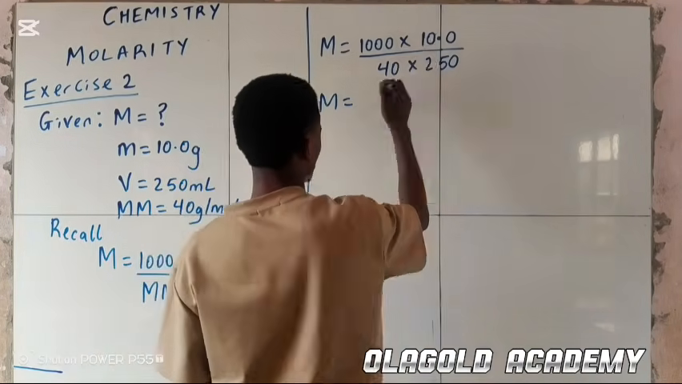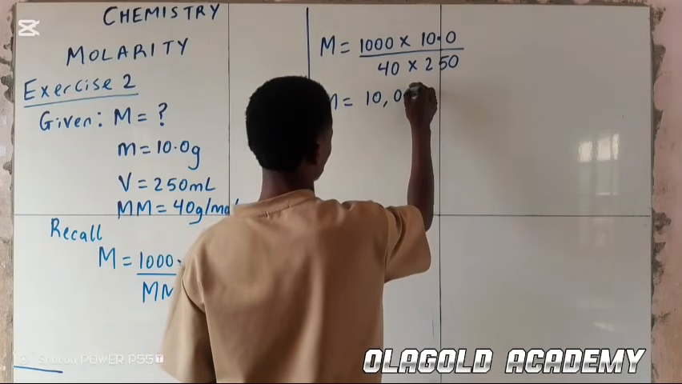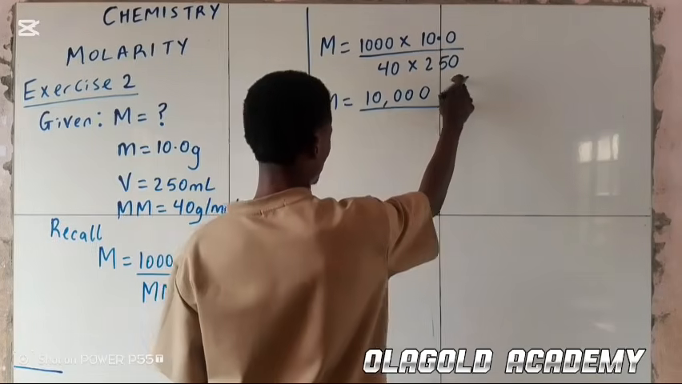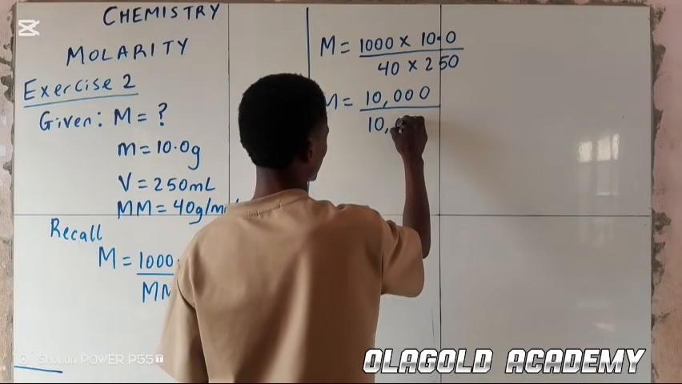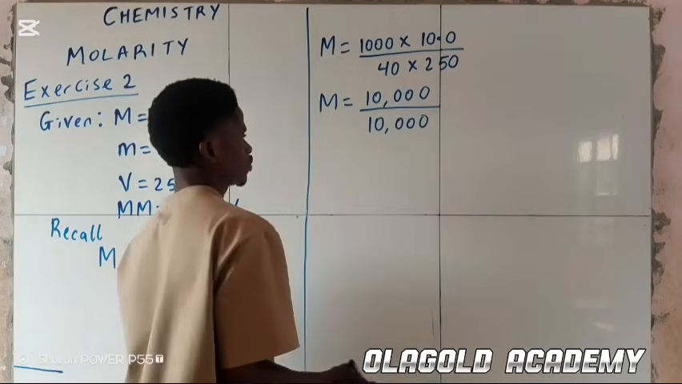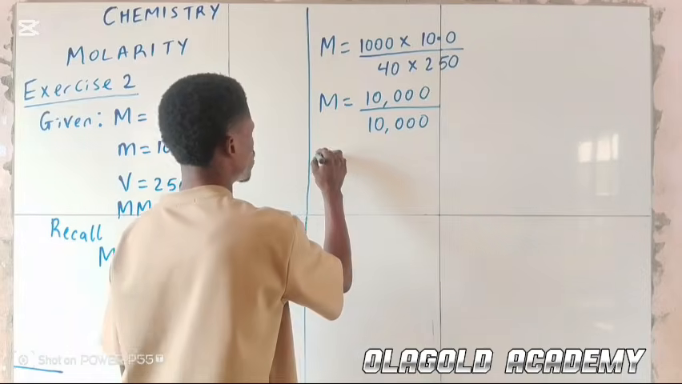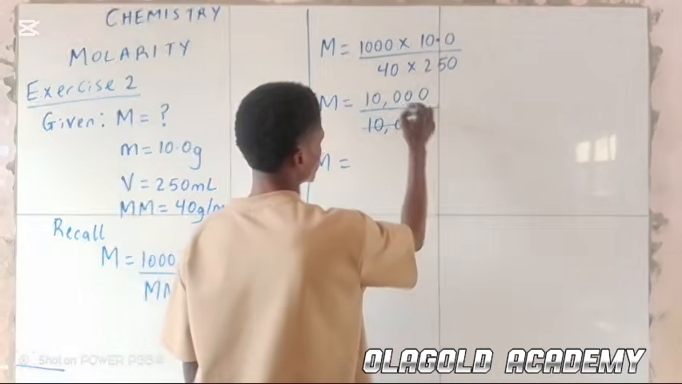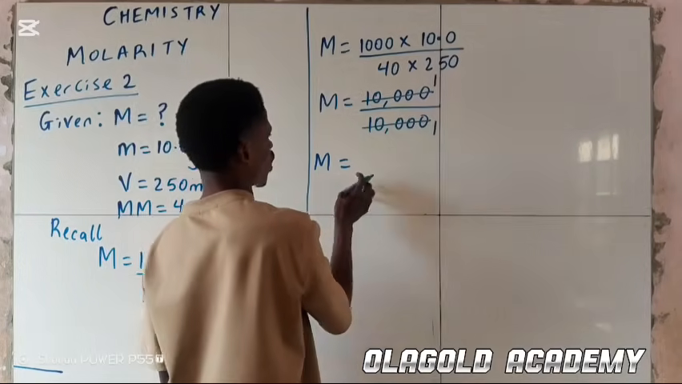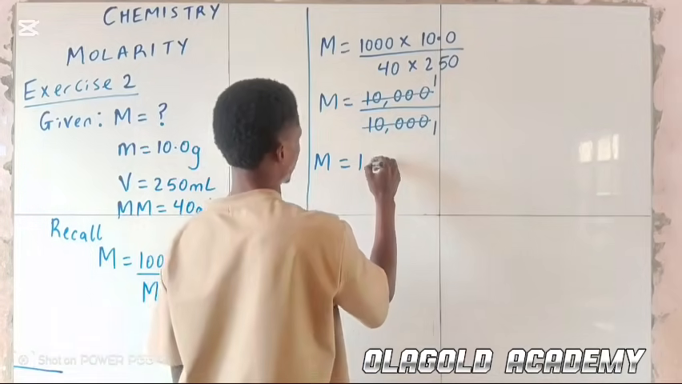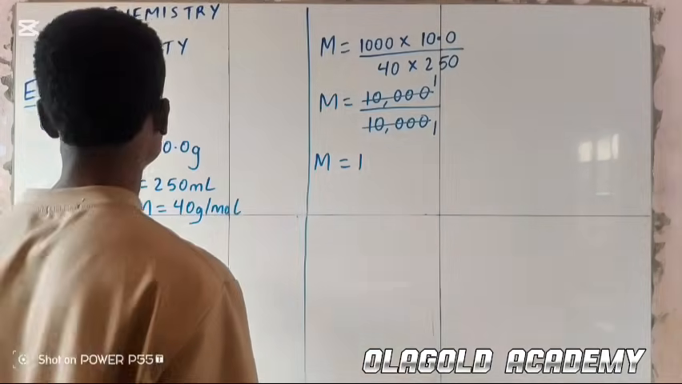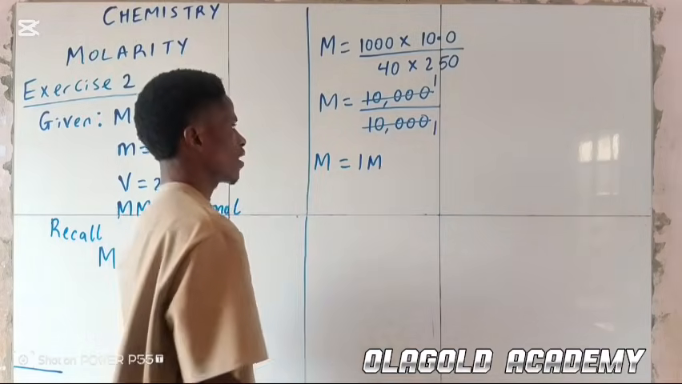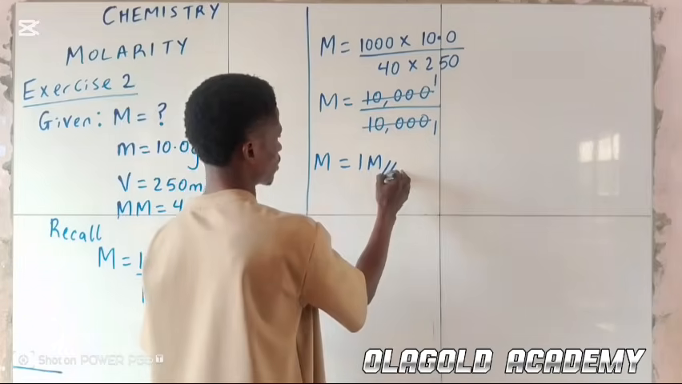1000 times 10 gives us 10,000. 40 times 250 gives us 10,000 also. If we divide 10,000 by 10,000, our final answer is 1. 1 what? 1 molar. So we have it as our final answer.